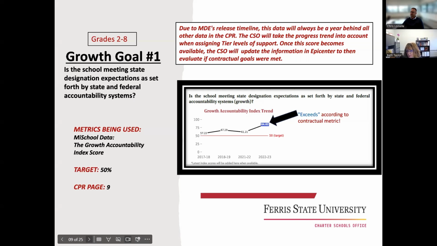Once this score becomes available, the CSO will update the information in Epicenter to then evaluate if contractual goals were met. We use the metric of the MySchool data, the Growth Accountability Index score. And for all academies, the target is 50%. This will be found on page 9 of your CPR. The picture that you see here shows the question written in black, bolded at the top. You'll then see the trend. If you notice here, the trend is blue, and that means it's exceeding. The target was 50%.